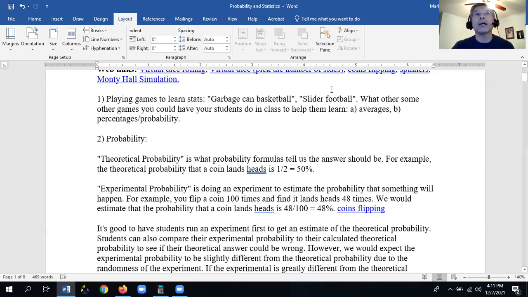Then another group could play this slider football game where they slide this little triangle, if you ever played that in school, across the desk. And if it hangs over the edge, you get a point. Well, how many throws does it take you to get what is called a touchdown, when the point of the paper goes over the edge? And then from a group of people trying that, you can get an average of the number of times that it would take.